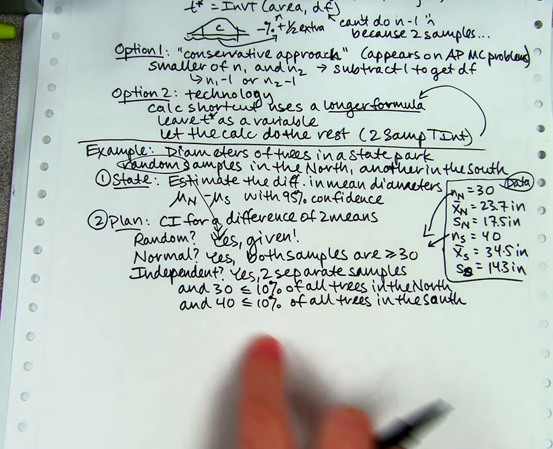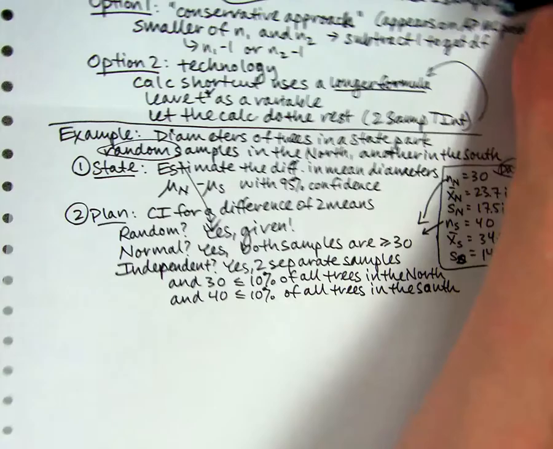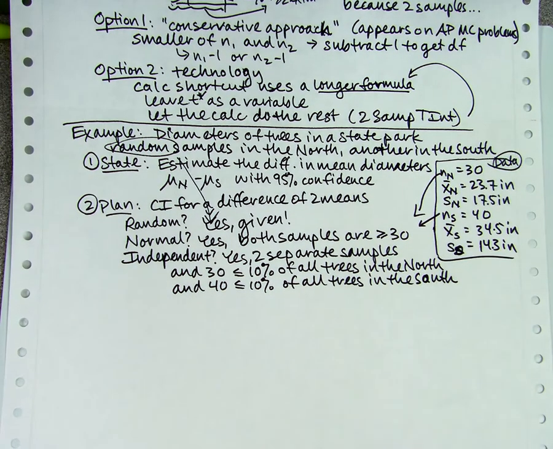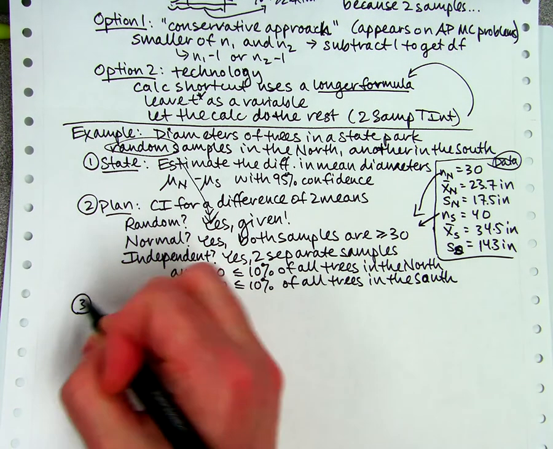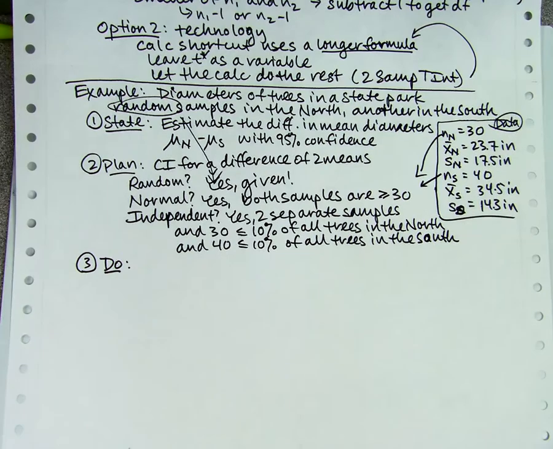Also, the independent step is a tiny bit harder now, unless it's an experiment, and then it suddenly gets easier because then you just say yes because it was randomly assigned. But this is not an experiment. This is a random sample situation. 3 things to check. All right, I'm going to slow down a bit on the do because it is a little complicated, but we can do this.